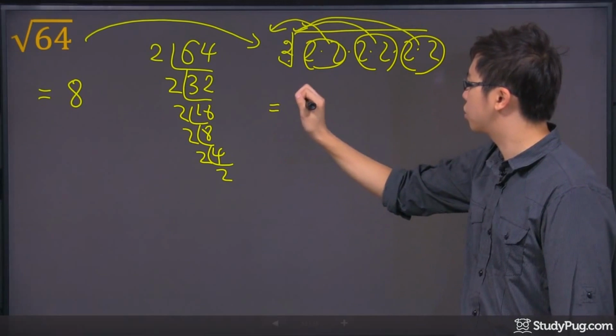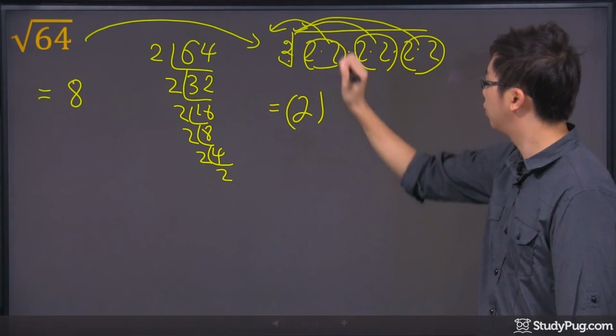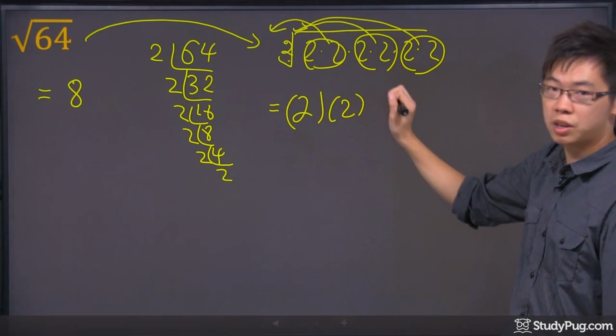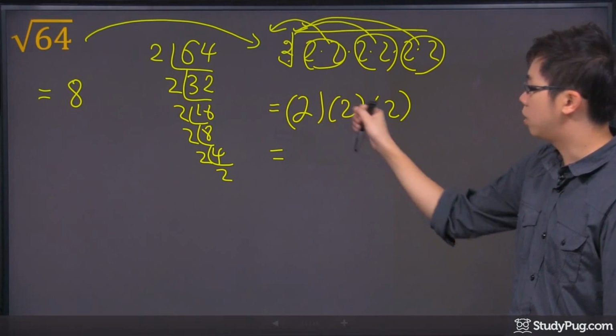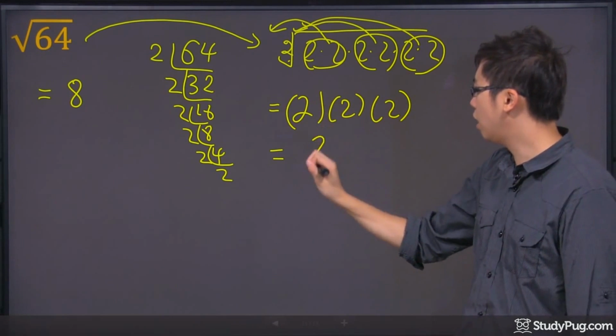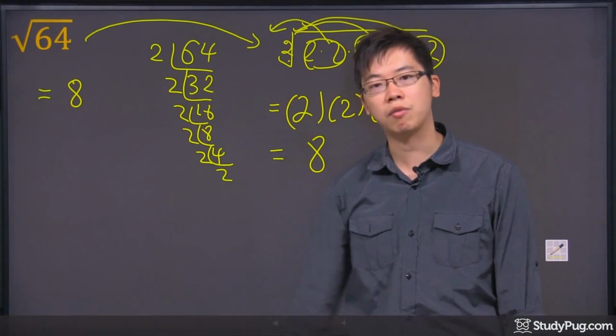So the answer is just going to be a 2 here from the first one, and a 2 here from the second one, and a 2 here from the third one. So the answer is just going to be 2 times 2 is 4, 4 times 2 is 8, which is exactly the same as what you had from the beginning.